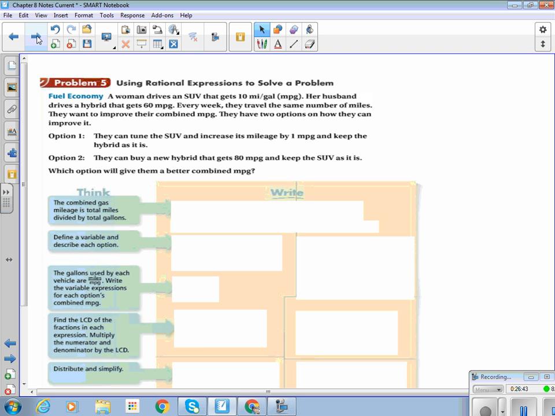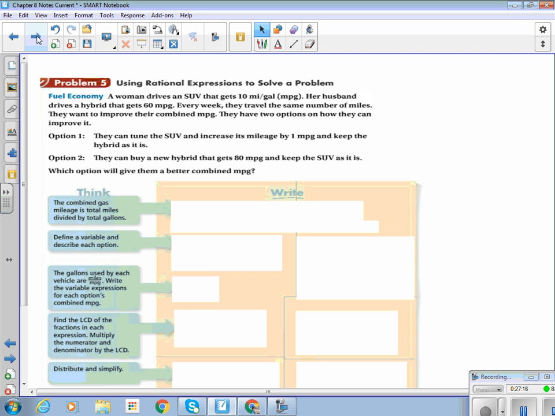Word problem. I really thought it was important to include the miles per gallon word problem because looking at it, you can't kind of noodle your way through, especially with the rational exponents and stuff. So I wanted to show you an example of how that works. A woman drives an SUV and gets 10 miles per gallon. Her husband drives a hybrid that gets 60 miles per gallon. Every week they travel the same number of miles. They want to improve their combined miles per gallon. They have two options on how they can improve it.